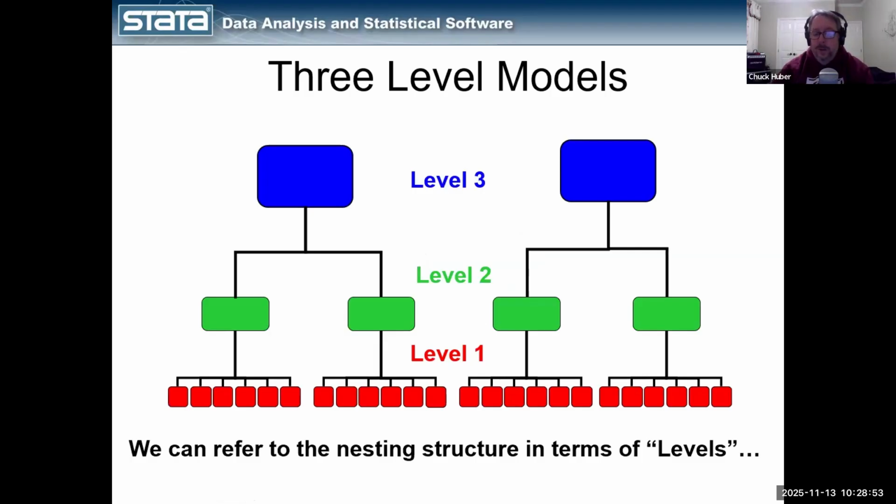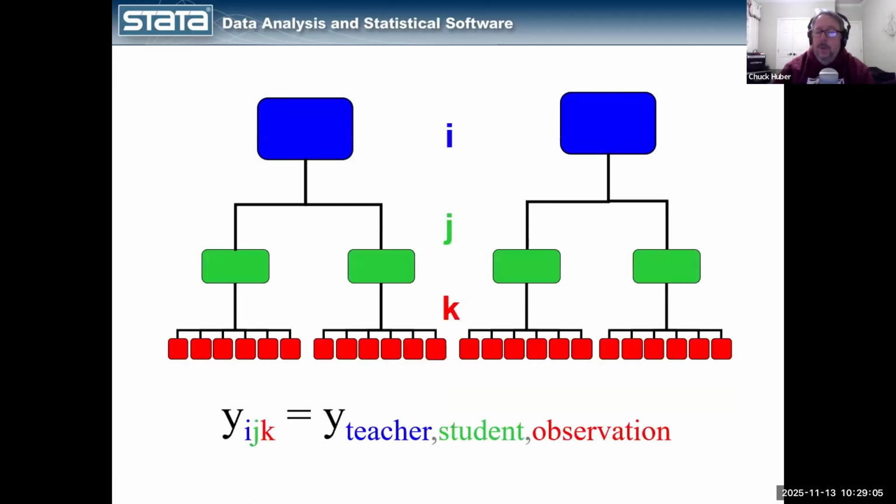Well, two: level 1 to level 2 and level 2 to level 3. So again, we're going to use this level terminology. So level 1 is repeated observation, level 2 is the students, and level 3 are the teachers or classrooms. We again need to index these. So now I'm going to refer to Y_ijk. So that's the yth outcome for the kth observation within the jth student within the ith teacher.